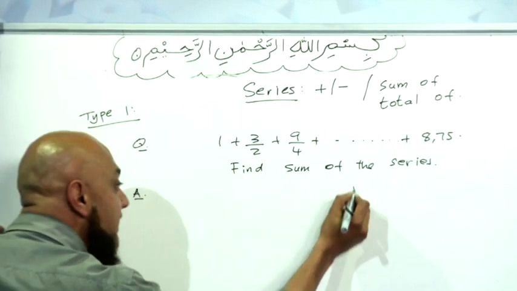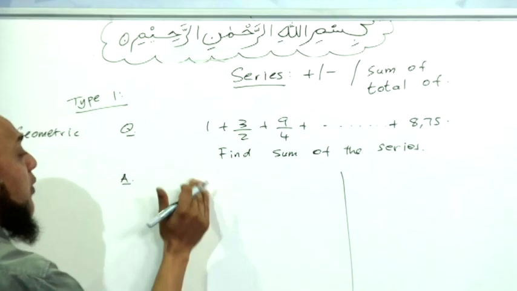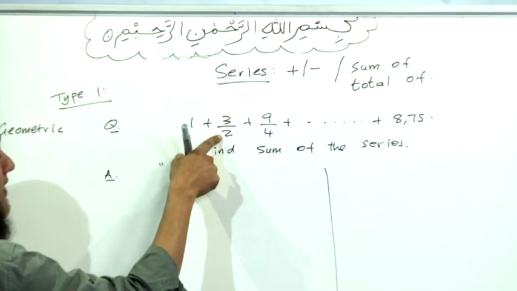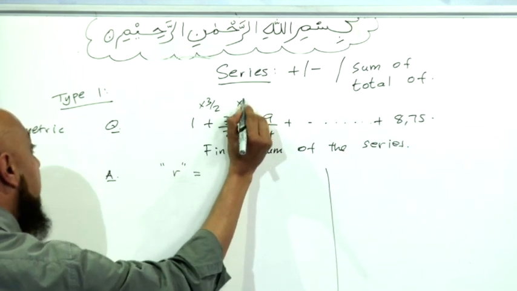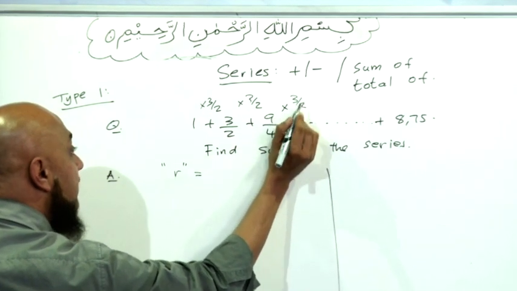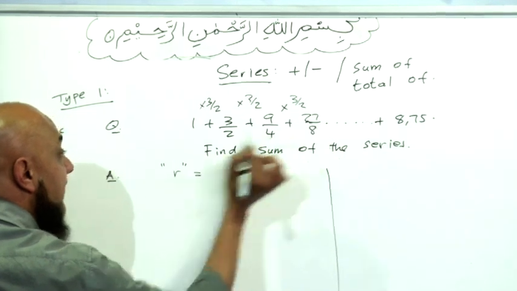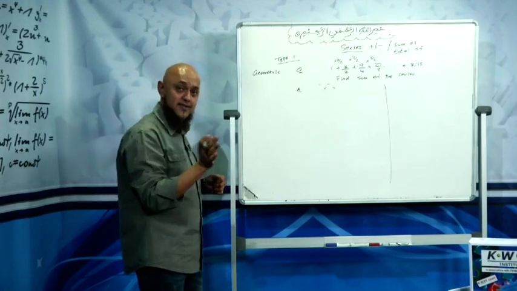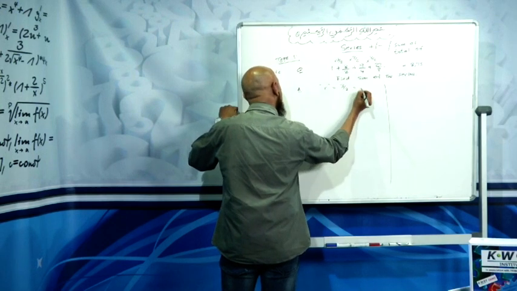Okay, the same thing now. We know that this is geometric, so for Sn we now need to find r. Let's find your common ratio. 1 times what will give me 3 over 2? 1 times 3 over 2 gives me 3 over 2. 3 over 2 times 3 over 2 gives me 9 over 4. So obviously your next term is going to be times 3 over 2, which is 27 over 8. They're not asking you to extend, but I'm just showing you that it's a geometric series. So r is 3 over 2, which is equal to 1.5.